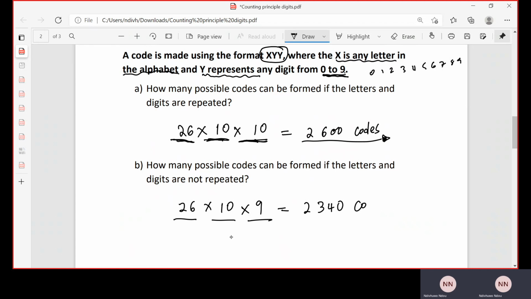So it's 2,340 codes that can be formed. I hope this is understandable.